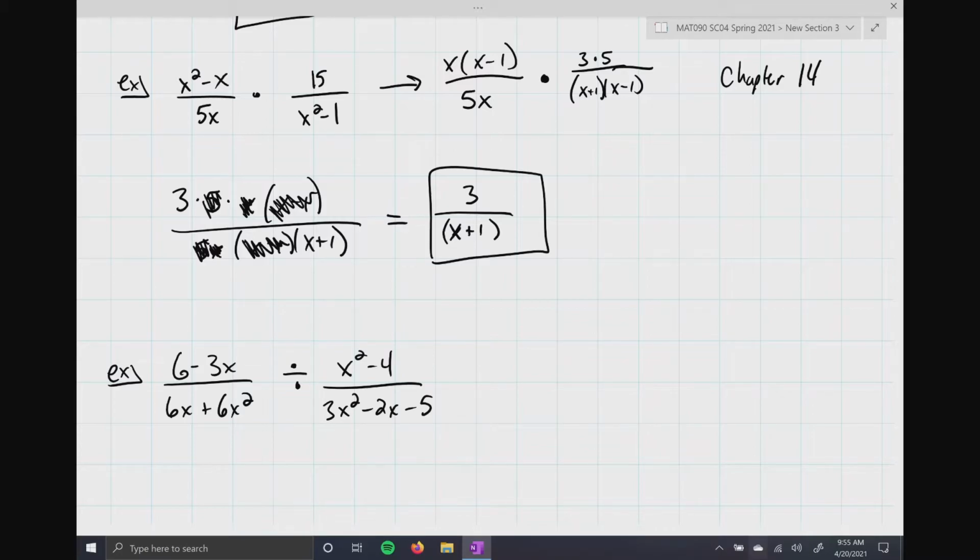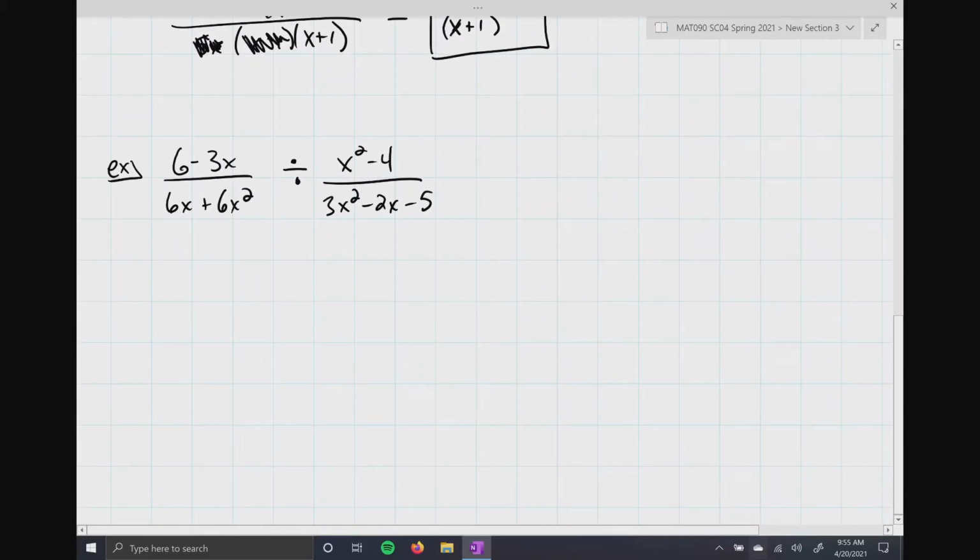So I start in the upper left-hand corner. 6 minus 3x, I'm going to rewrite as negative 3x plus 6. Now, the denominator, 6x plus 6x squared, I'm going to rewrite as 6x squared plus 6x. Now, that division, I'm going to leave it the same for now. And it looks like the second fraction is already written in the form that I want.